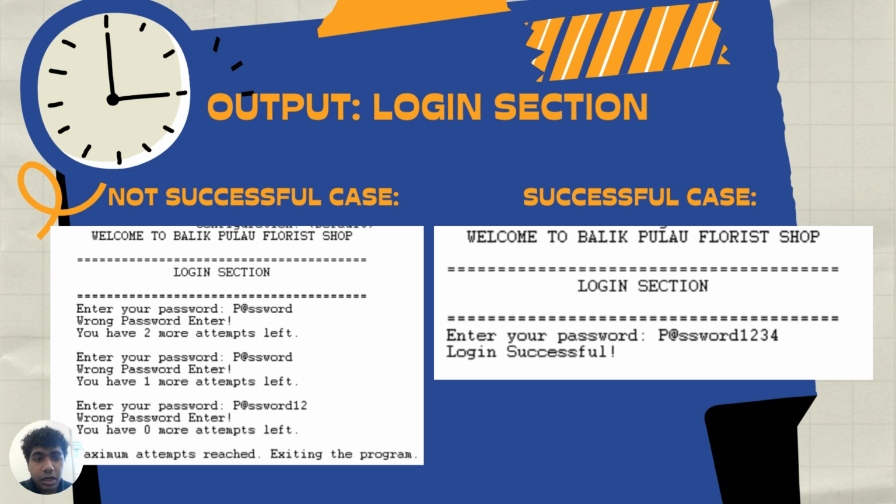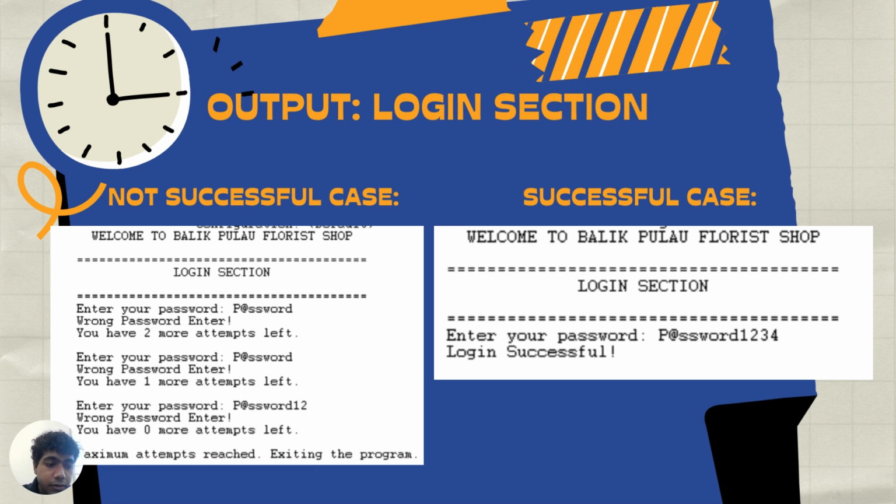So these are our outputs. It is some of our examples. First we have our non-successful case. In this non-successful case, the user input the wrong password 3 times. Our system is designed to handle only 3 wrong passwords.